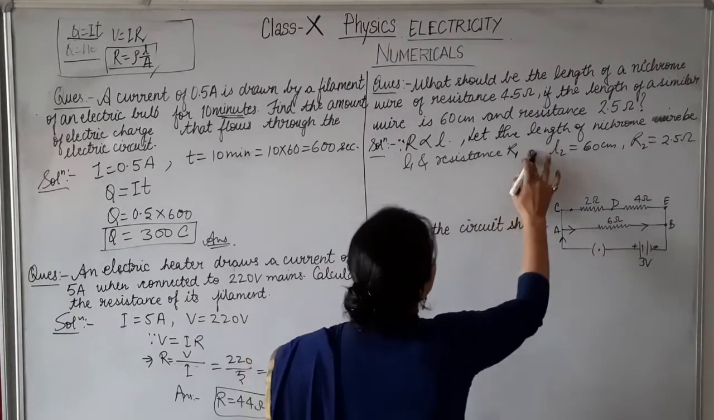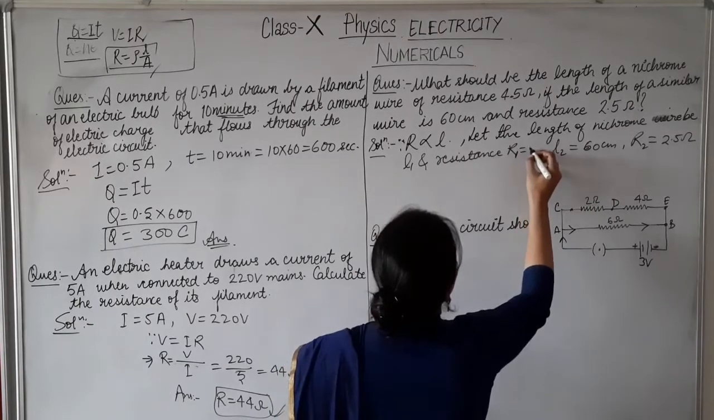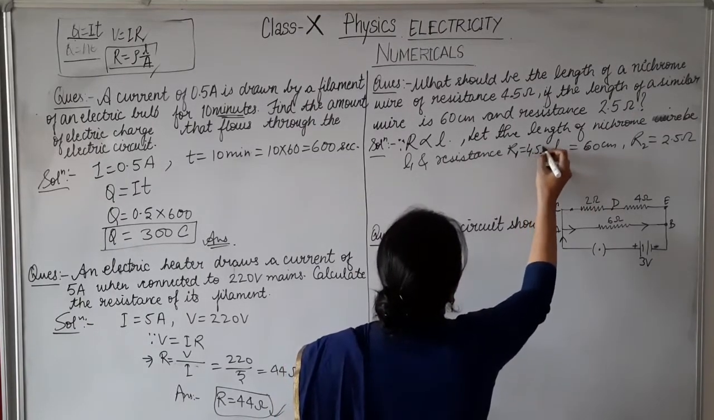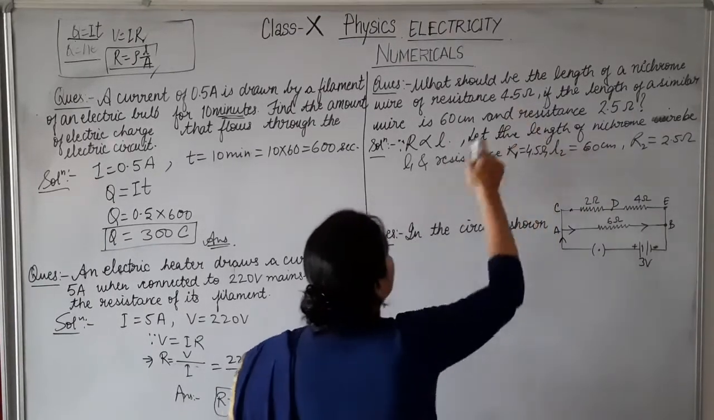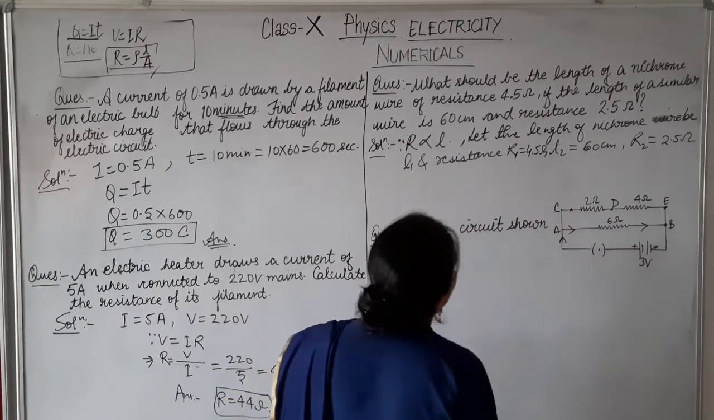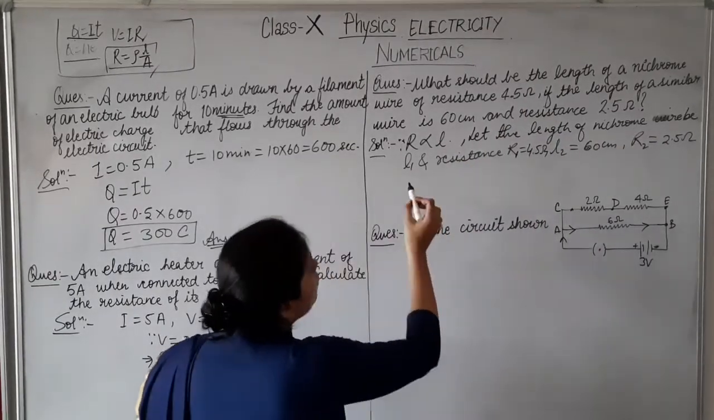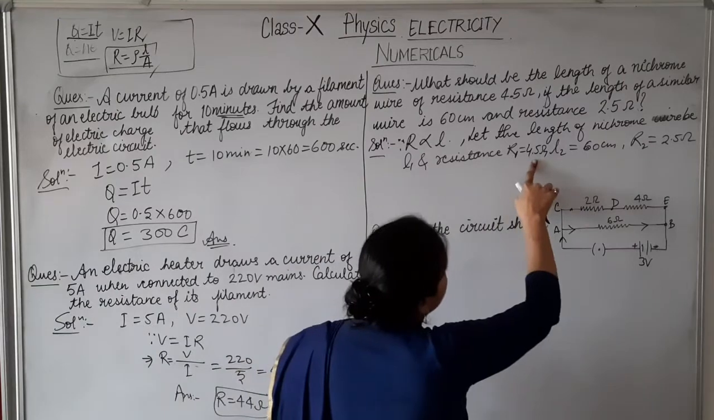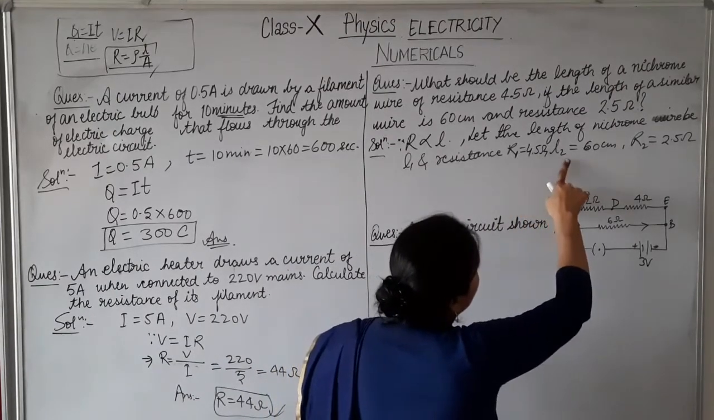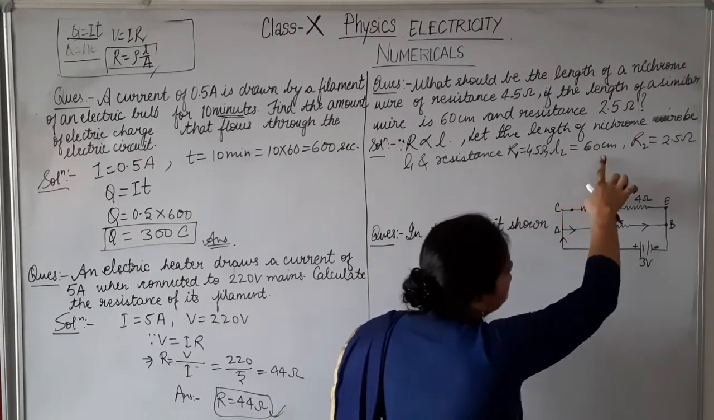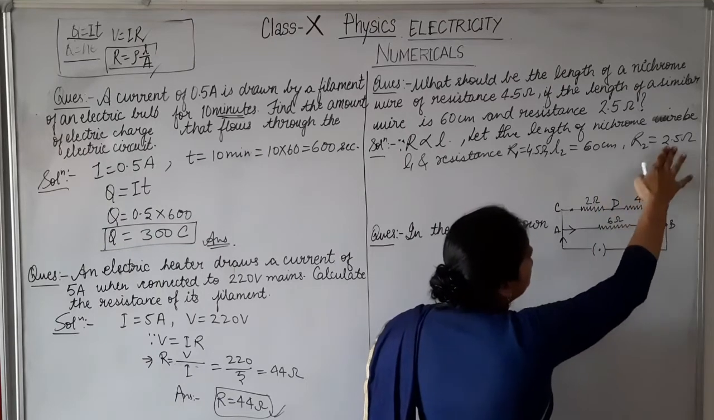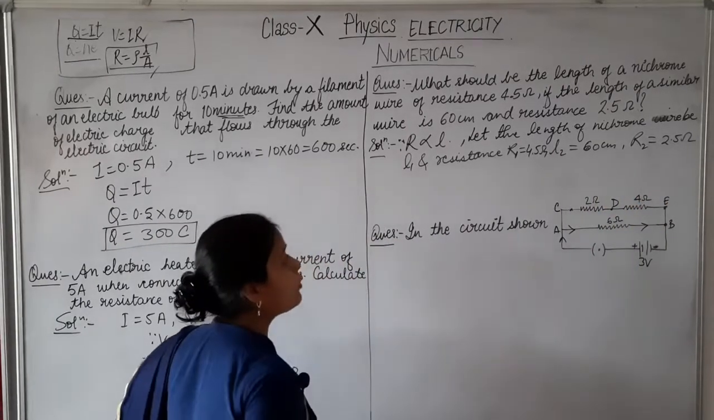Then R1 is given to you as 4.5 ohm. Here it is given. So let us consider the length of nichrome wire be L1 and its resistance is 4.5 ohm, and the length of another similar wire is 60 centimeter and its resistance is given as 2.5 ohm.